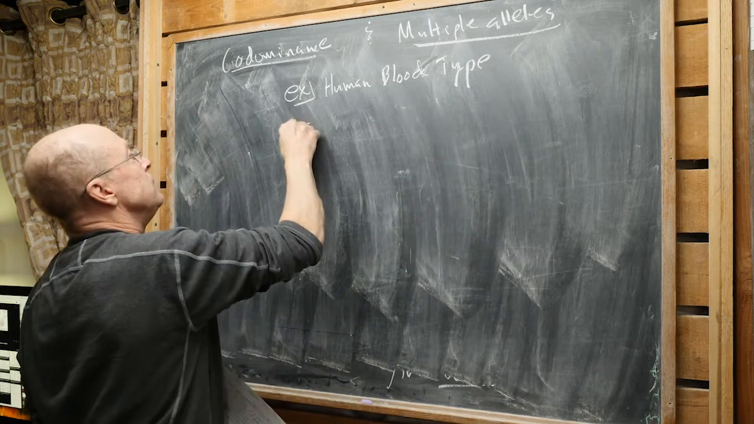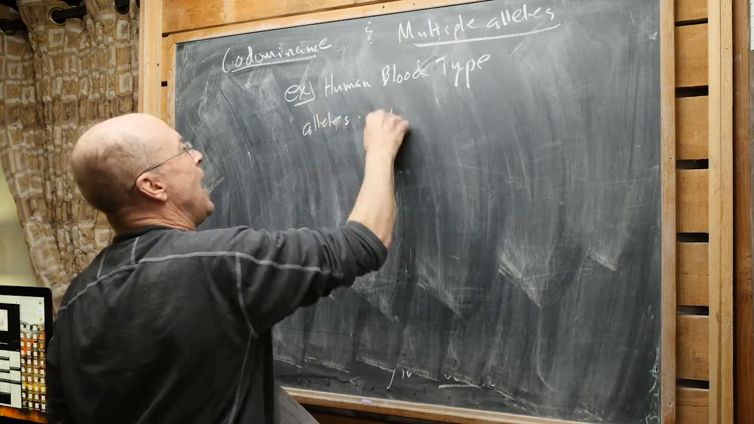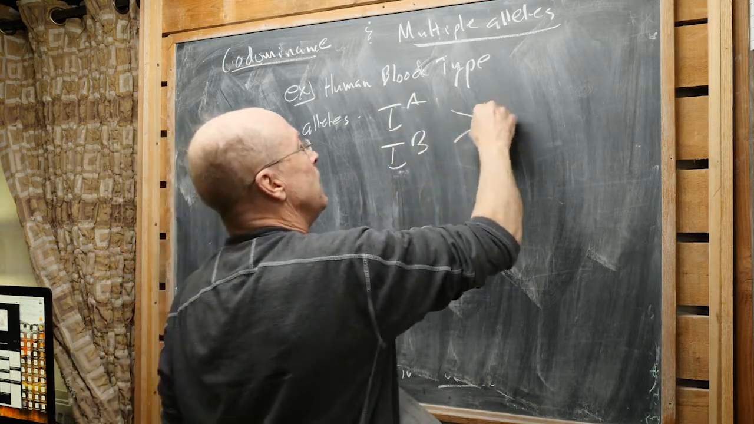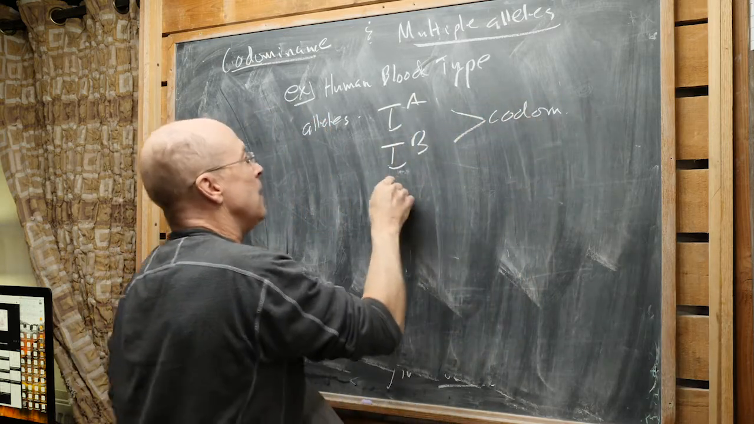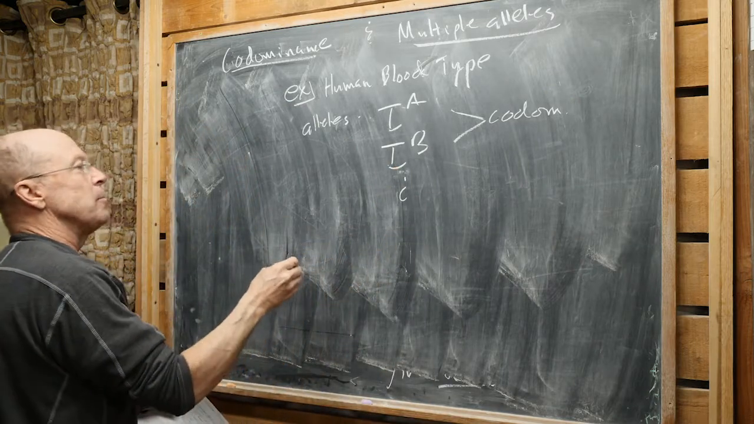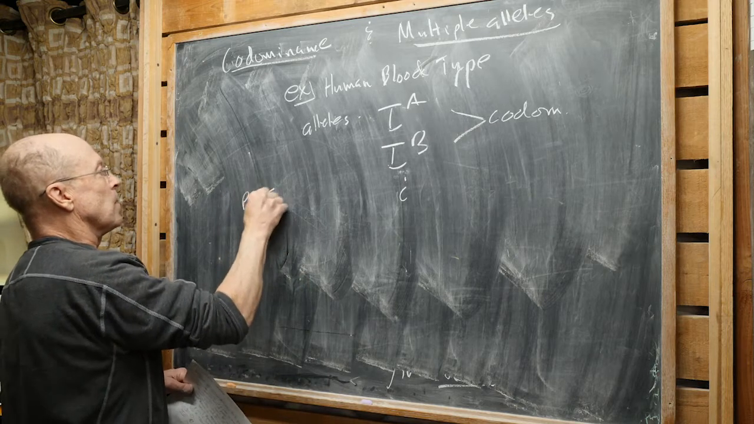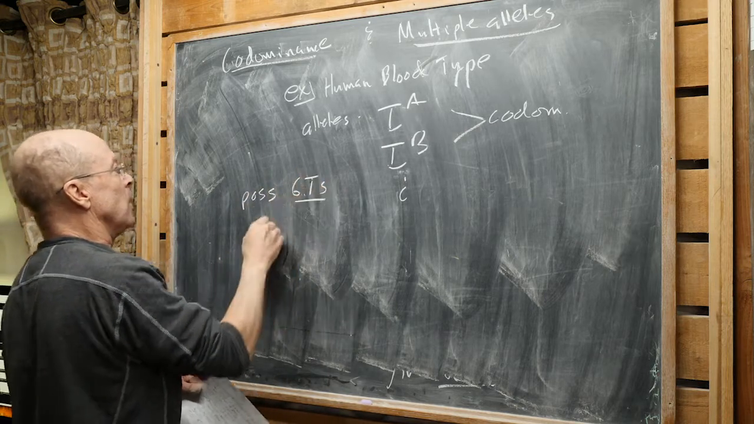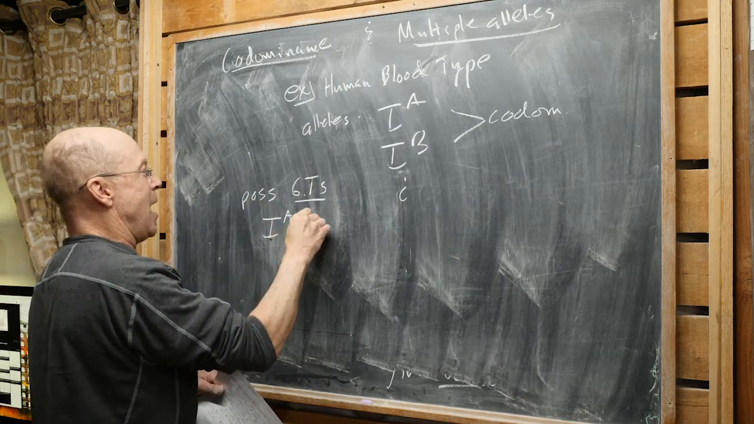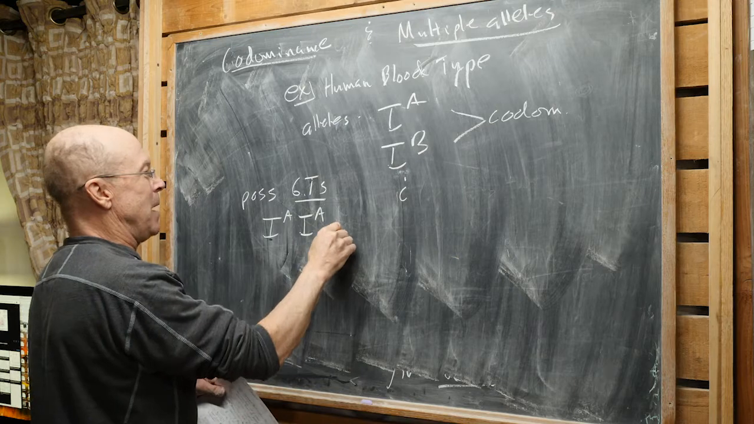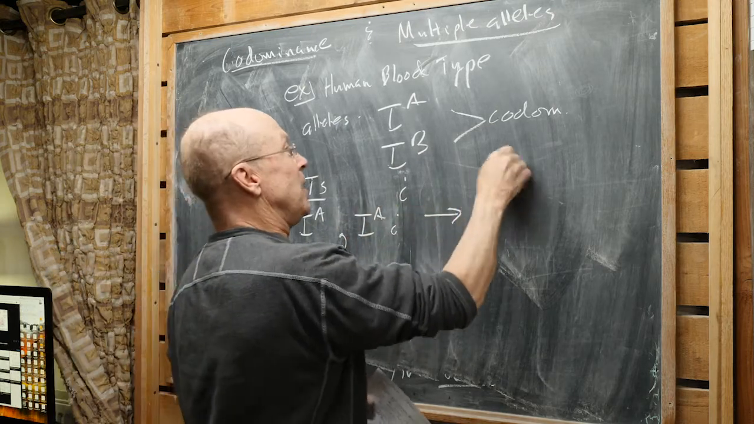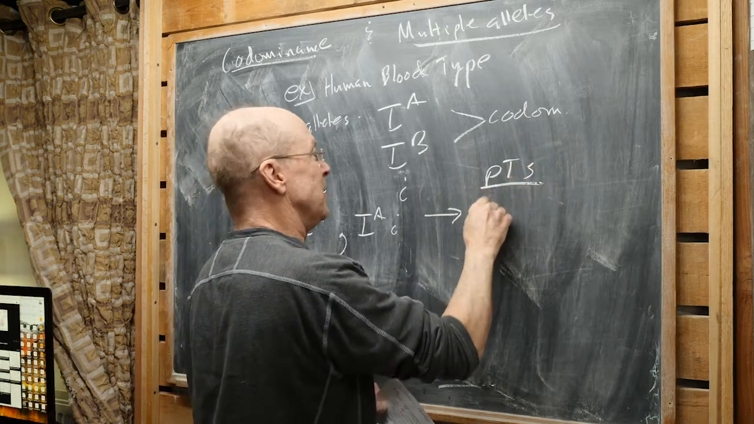So here are the alleles. We have I super A and I super B, and these are codominant. And then we have little i. So therefore, in this system, here are the possible genotypes. We have I sub A, I sub A, and I'm also going to put I sub A, little i, because both of these have the following phenotype: this is type A.